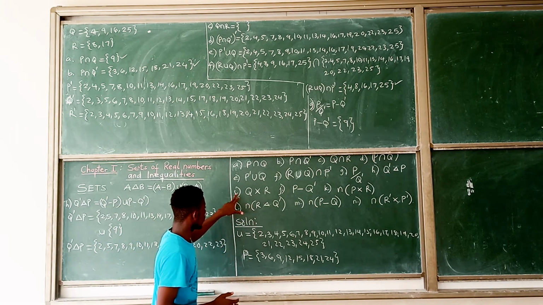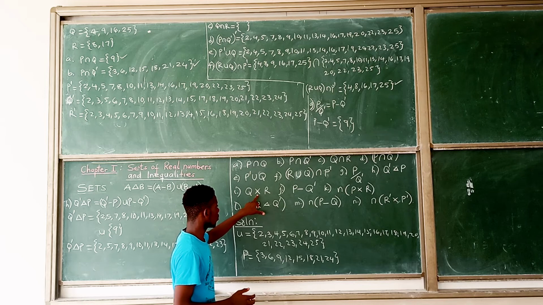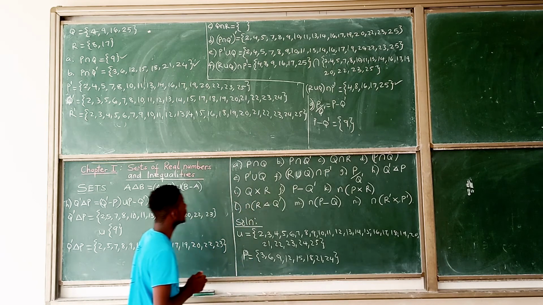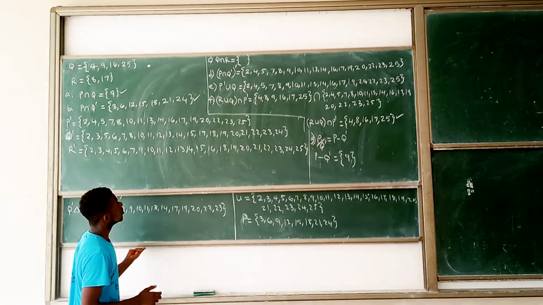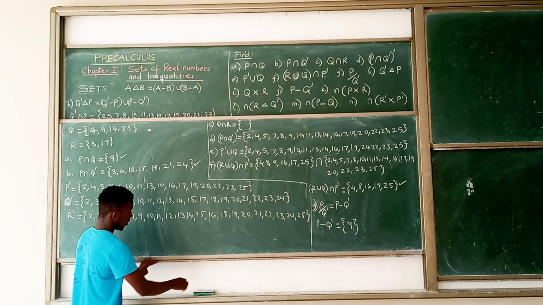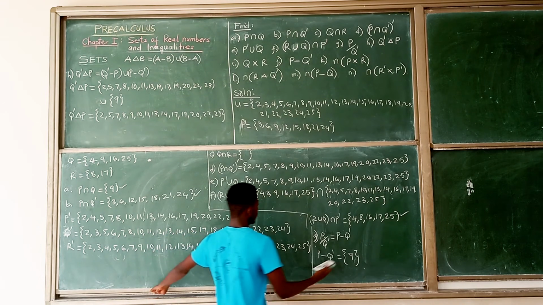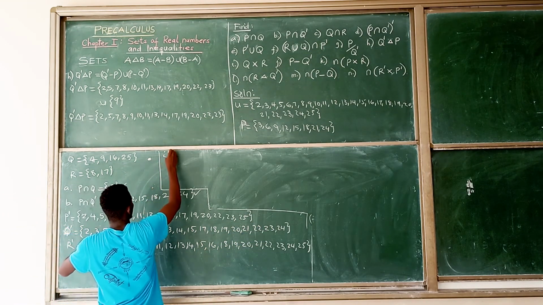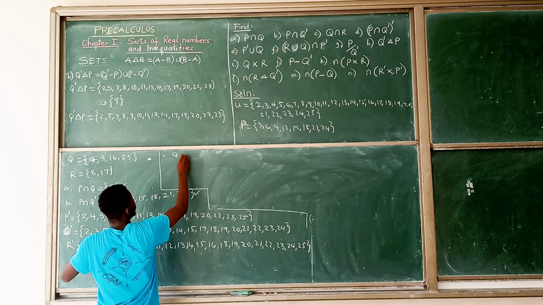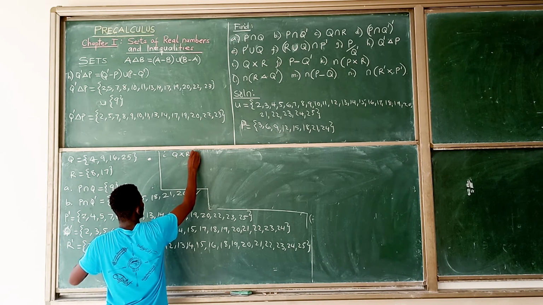And the next question says, will you find Q cross R? Finding the cross product of these two sets. Find the cross product of these two sets. So we have I. I says we find Q cross R.